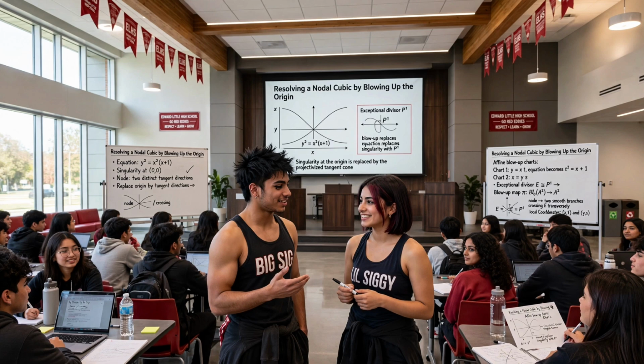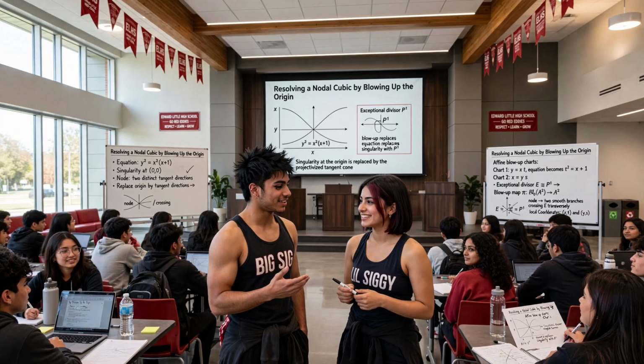Okay, so I want to start with the disease itself. Let's look at our patient. Let's do it. We have the curve y² − x²(x + 1) = 0. Right. And just to make the algebra a bit more intuitive as we go, if you distribute that x² through the parenthesis, we're looking at the polynomial y² − x³ − x² = 0. Much cleaner to work with.